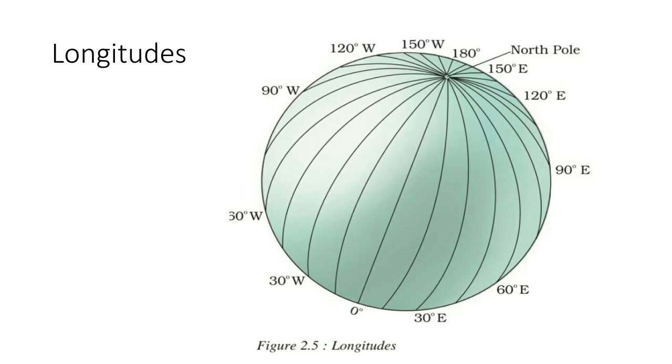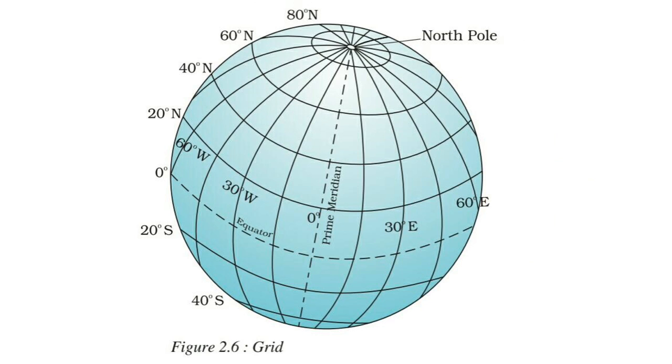See, we define longitudes means all the lines running from north pole to south pole, they are called meridians of longitudes. All the meridians of longitudes are divided into degrees and further into minutes. Which is the standard meridian? That is prime meridian, which passes through Greenwich, that is in London.